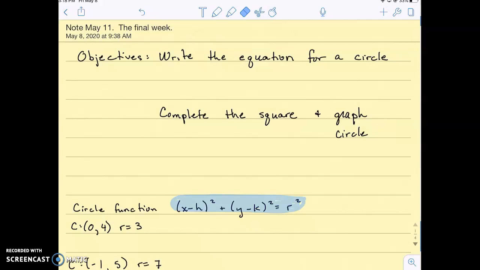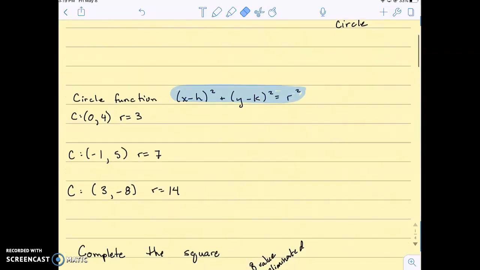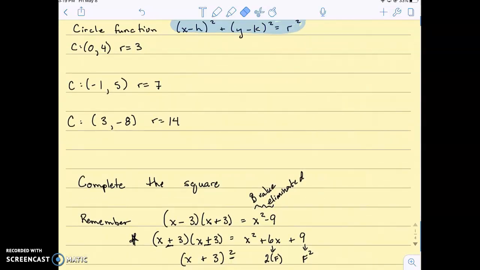We have two objectives. We're going to write the equation for a circle, and we're going to complete the square and be able to graph a circle based on completing the square. We begin by remembering what the circle function looks like. X minus h squared plus y minus k squared equals r squared.